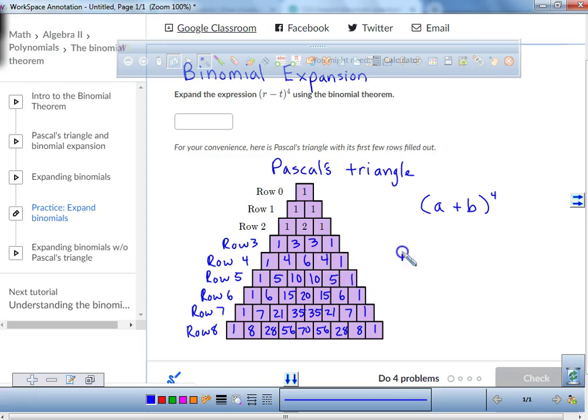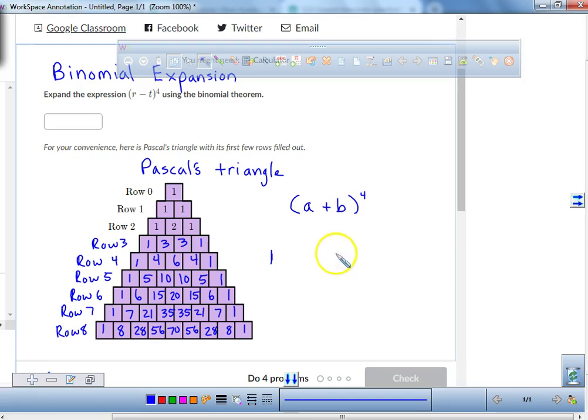We're going to write a 1. We're going to give a little bit of a space. We're going to put a 4. We're going to put a 6. We're going to put a 4. We're going to put a 1. That's what we're starting out with, right? We're just going to start out with 1, then we're going to start out with 4. I'm just going to be putting parentheses around this.